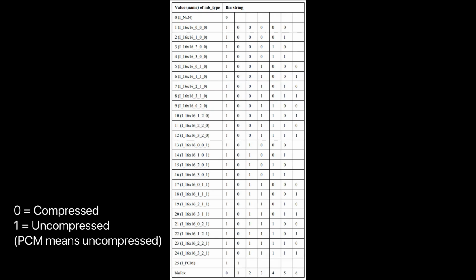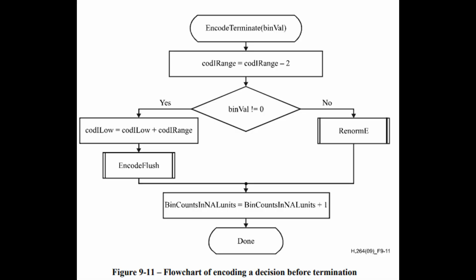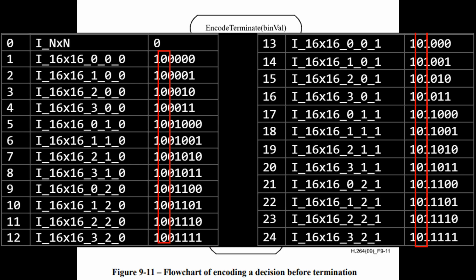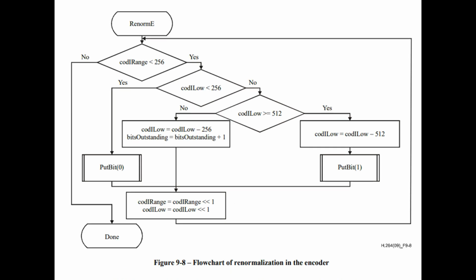The second bit is special because it indicates if the macroblock is compressed or not. It will use context model 276, which normally signals CABAC termination. However, because we are using compression, we will use a different process. We decrease codIRange by 2, then repeat the while loop we defined before.